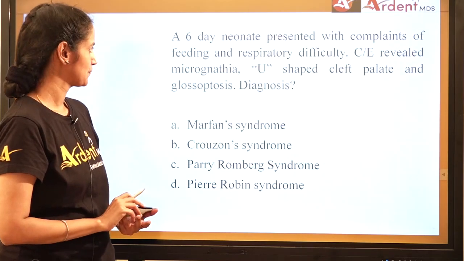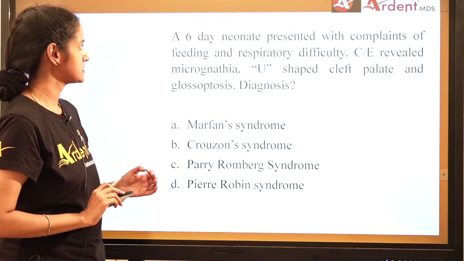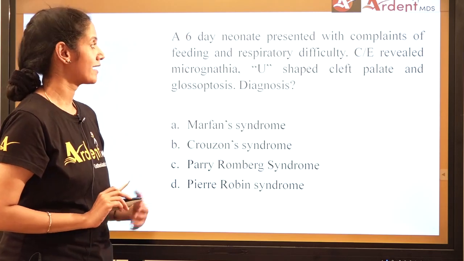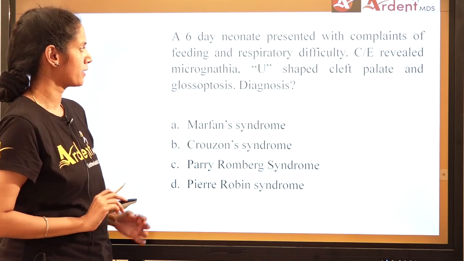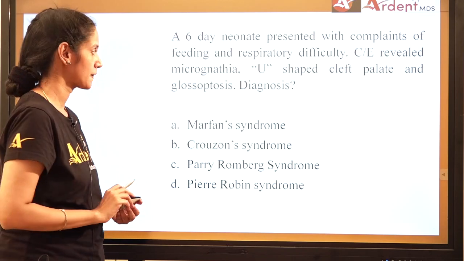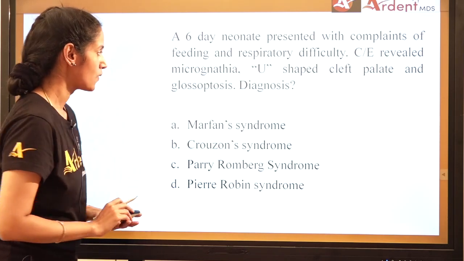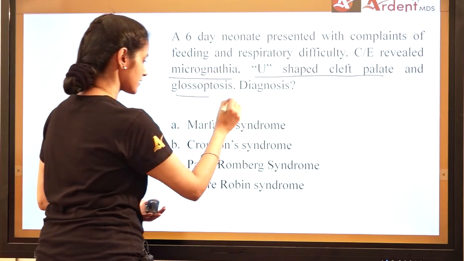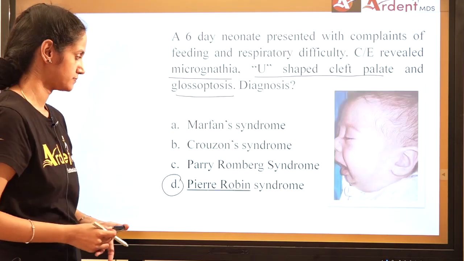Now, let's see a case study. What is this about? A 6-day neonate presented with complaints of feeding and respiratory difficulty. On clinical examination, the neonate had micrognathia, U-shaped cleft palate and glossoptosis. Okay, falling back of the tongue. What is the diagnosis? So all these three features are characteristic of, yes, Pierre Robin syndrome.